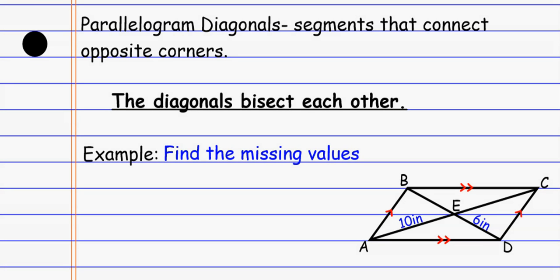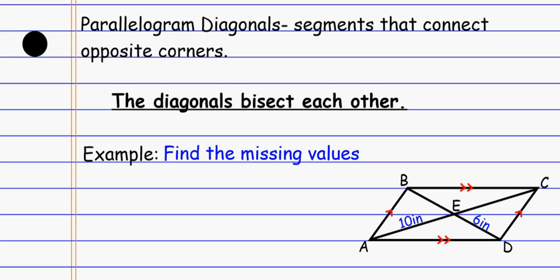Here we're looking at the parallelogram's diagonals. When we draw a diagonal, we're simply drawing a segment that connects opposite corners, those opposite angles. That's a diagonal. And we draw diagonals with lots of different shapes. But the special thing about parallelograms is that the diagonals will actually bisect each other.